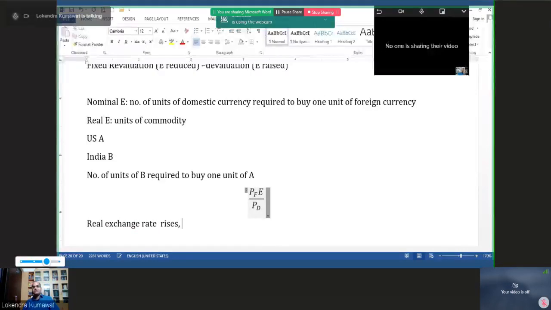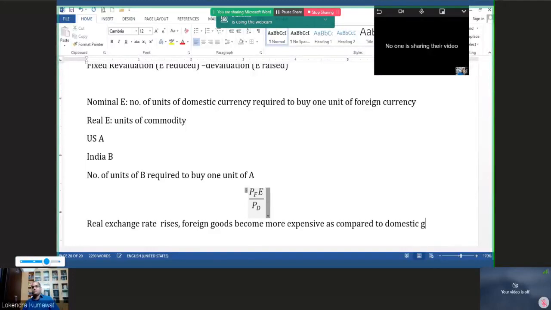As the real exchange rate rises, foreign goods become more expensive, therefore exports rise, imports decline, and therefore net exports rise. That is the significance of the real exchange rate.